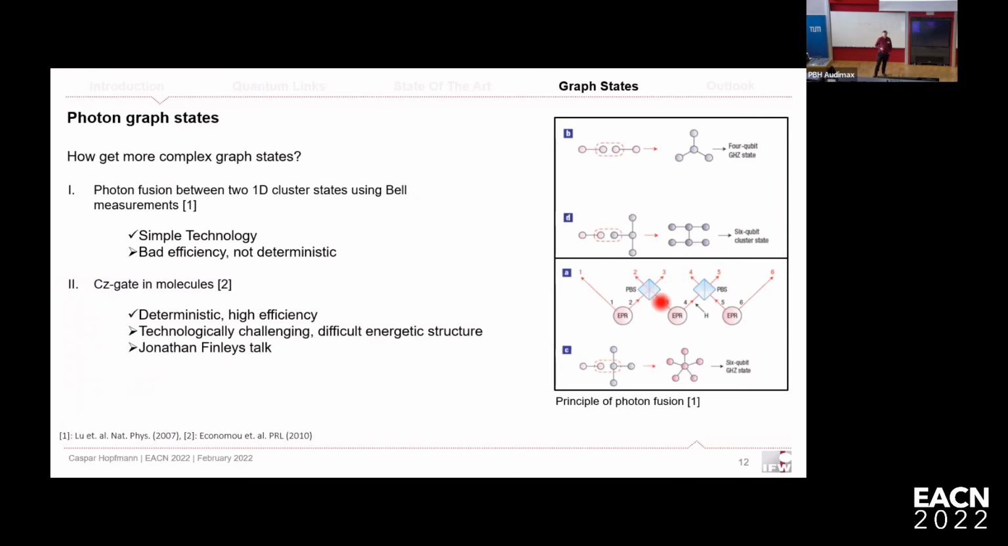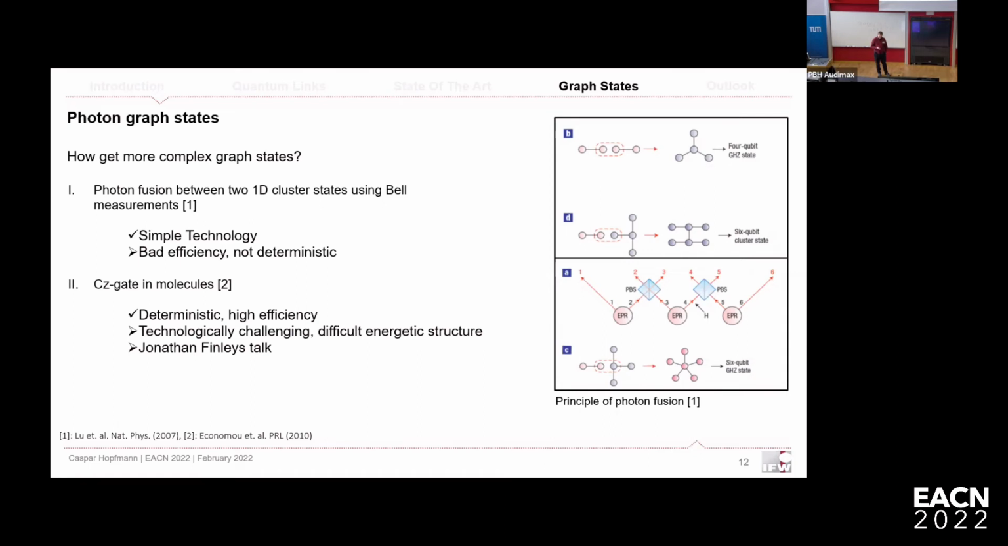Basically it's the same thing we were just talking about. Here's how this kind of photon fusion works: you just do Bell state measurements, and with this you can fuse the photons together. But how do we get to even more complex graph states, if we want to avoid the bad efficiency of the photon fusion process? People have been suggesting to use molecules, like quantum dot molecules, as John Finley talked about yesterday, I think. I think this is a very interesting possibility to go to more complex graph states and to really produce this kind of resource.